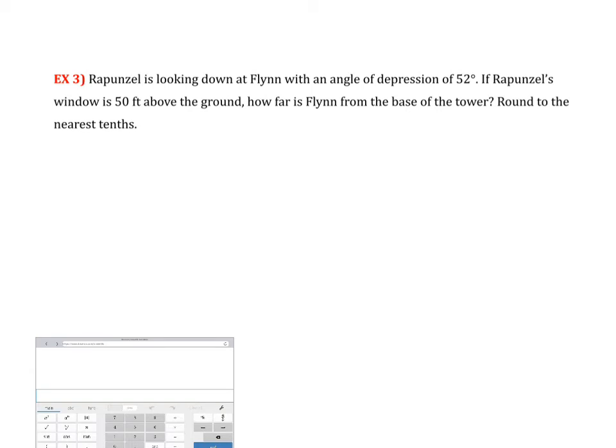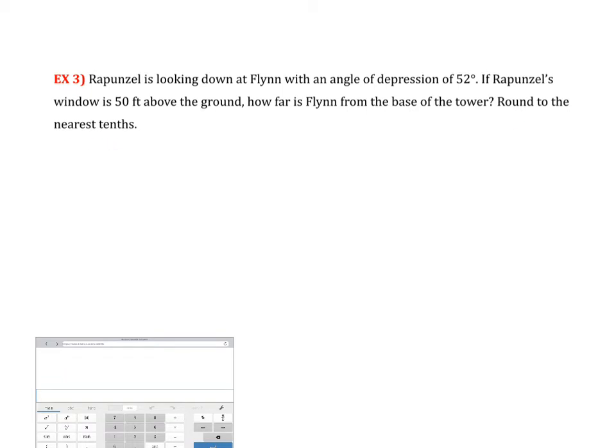All right, so let's go ahead and take a look at example 3 and look at how we will use these two angles to help us solve. Now, in the problem, it says that Rapunzel is looking down at Flynn with an angle of depression of 52 degrees. If Rapunzel's window is 50 feet above the ground, how far is Flynn from the base of the tower? Round to the nearest tenths.